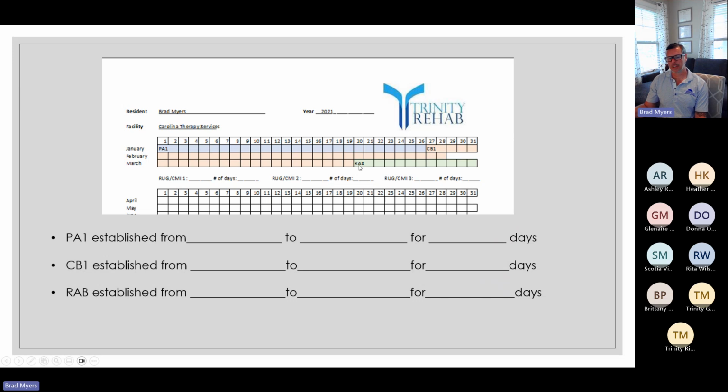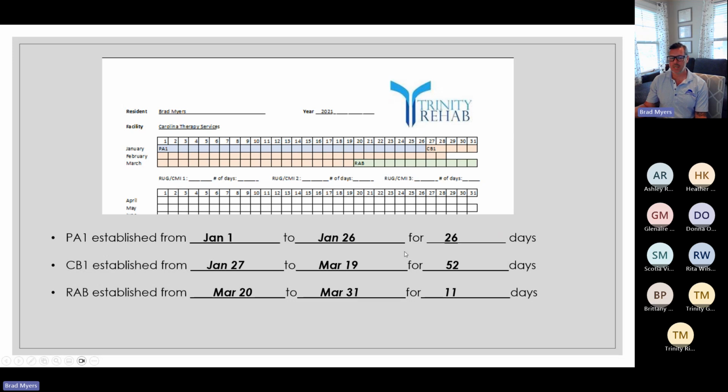So we're going to truck along with this CB1 until March 20th. This person's on therapy caseload, and we could capture an RAB on March 20th. Again, don't have to, but that's a really high rug. So, and it definitely beats the crap out of CB1. So the MDS absolutely wants to do that RAB on March 20th, even though it's optional.